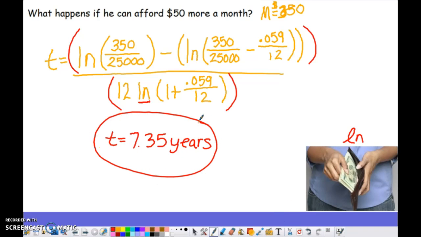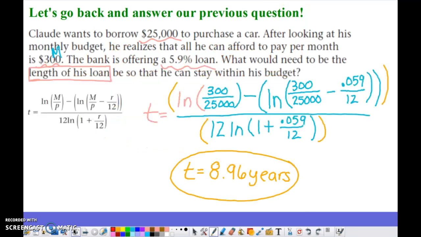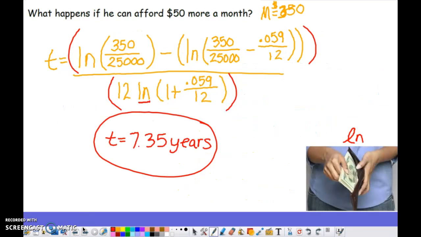Which should make sense, right? If he's paying more a month, and the interest rate and the amount he's loaning are the same, his time to pay off the loan should be less than if he were paying less. When he only paid $300 a month, it would take him close to 9 years, whereas if he's paying $350 a month, it's almost 7.5 years. So the more you pay, the faster you can pay it off, which is hopefully intuitive or obvious to us.